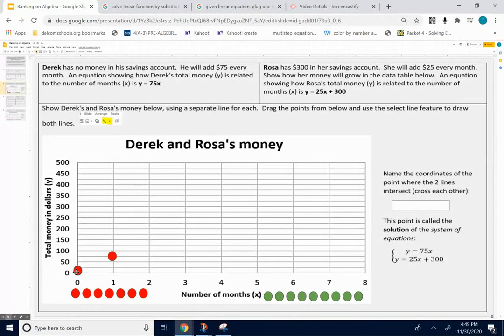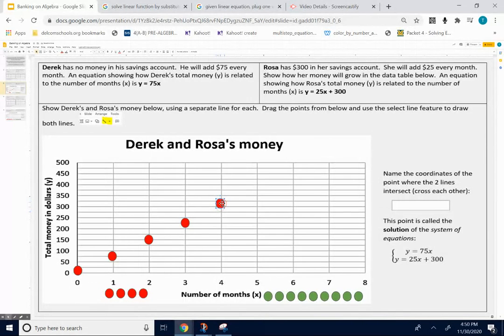I started at 0 on the y-axis. So right here, I'm going to go up $75 over a month. This is not going to be easy, I know that. Okay, up $75 over a month. Up $75 over a month.